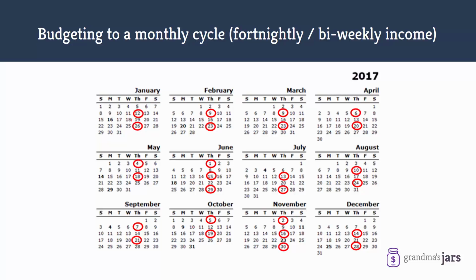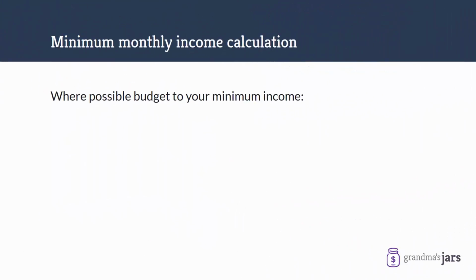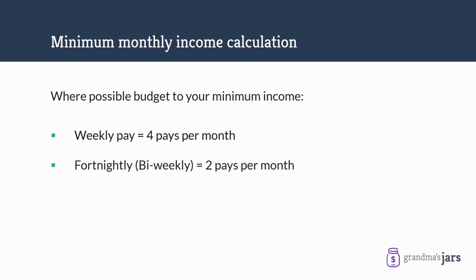While the average monthly figure is more accurate when you are looking at it over a whole year, my preferred calculation is to base your budget on what I call the minimum monthly income. The minimum monthly income is simply this: if I get paid weekly, I budget assuming I will only ever receive 4 pays in a month. And if I get paid fortnightly, I budget assuming I will only ever receive 2 pays in a month.